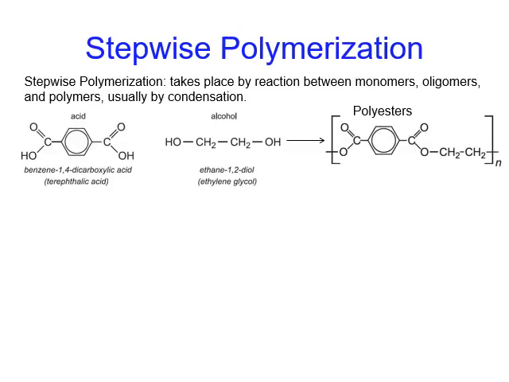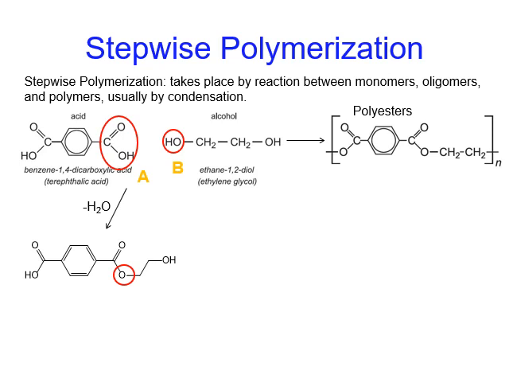Here shows an example of stepwise polymerization. When a carboxylic acid group A reacts with a hydroxide group in alcohol B, it will lose water and form an ester. Okay, so this is an ester functional group. Now, if the original carboxylic acid has two carboxylic groups and the alcohol has two hydroxides, then the product ester still has a hydroxide and a carboxylic acid group, and these two functional groups can still react.